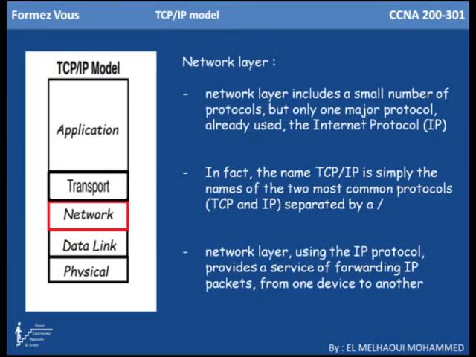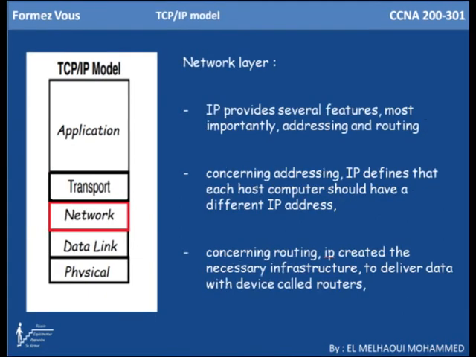Now, what does the network layer mean? The network layer includes a small number of protocols, but only one major protocol in use, the Internet Protocol, IP. In fact, the name TCP/IP is simply the names of the 2 most common protocols, TCP and IP, separated by a slash. The network layer, using the IP protocol, provides a service of forwarding IP packets from one device to another. IP provides several features, most importantly, addressing and routing.